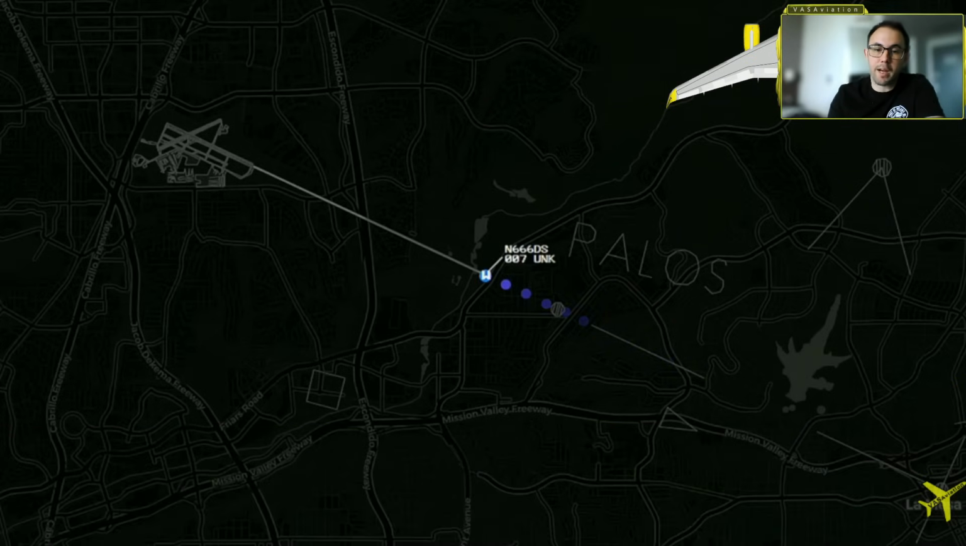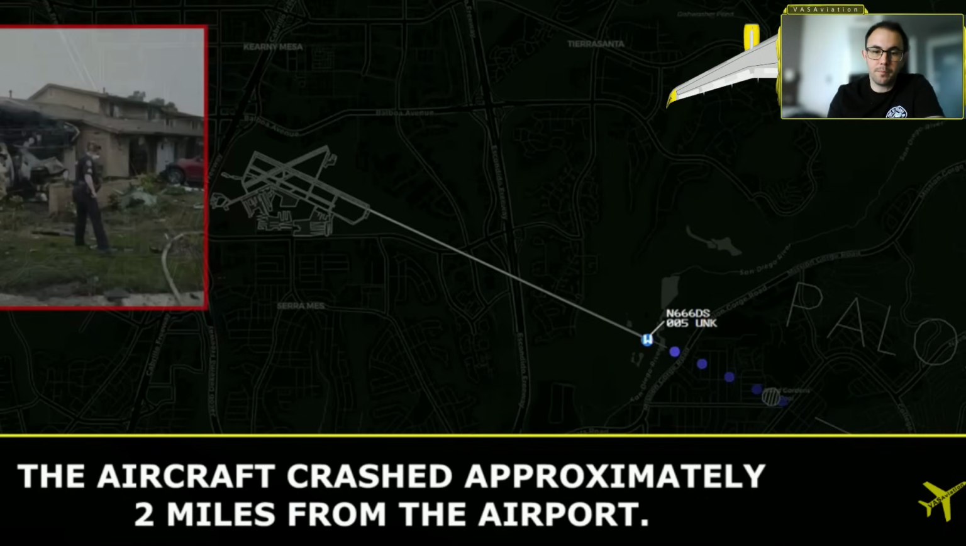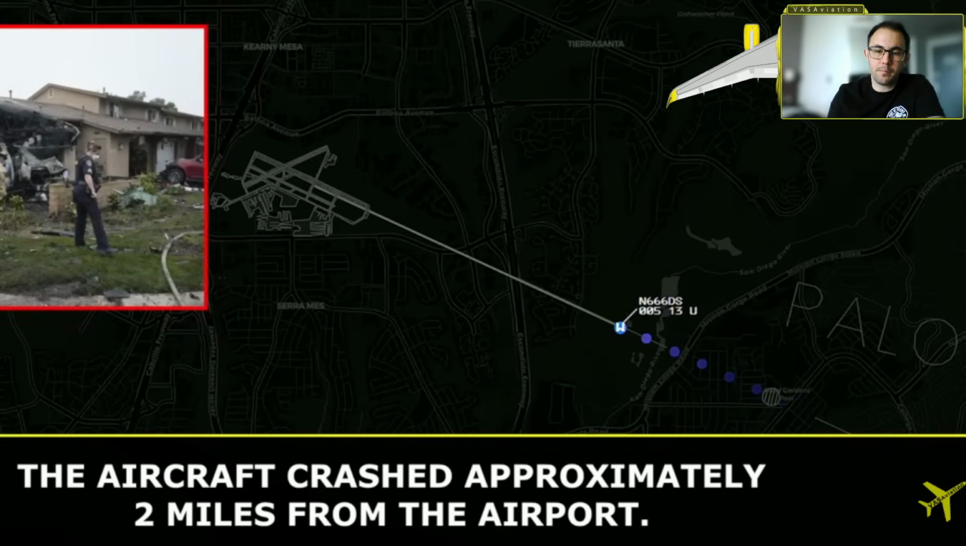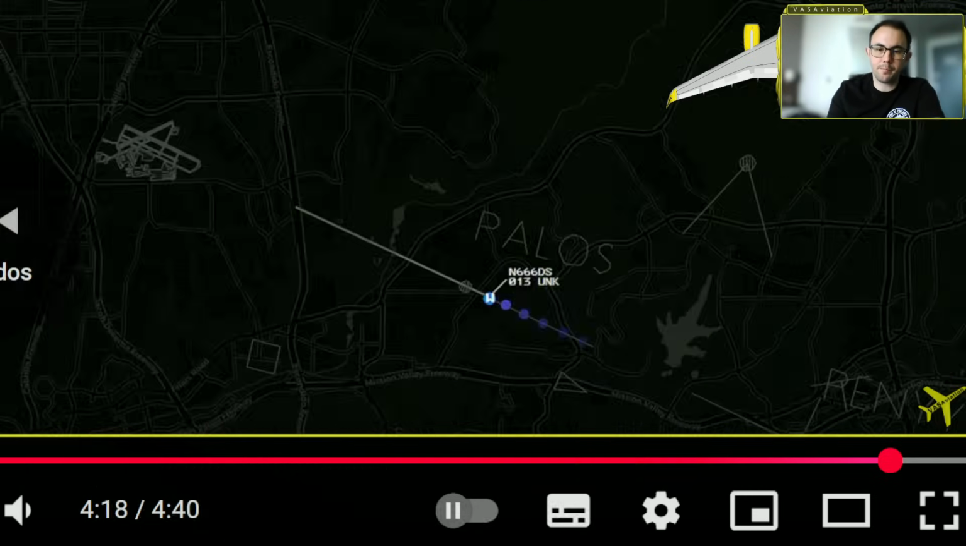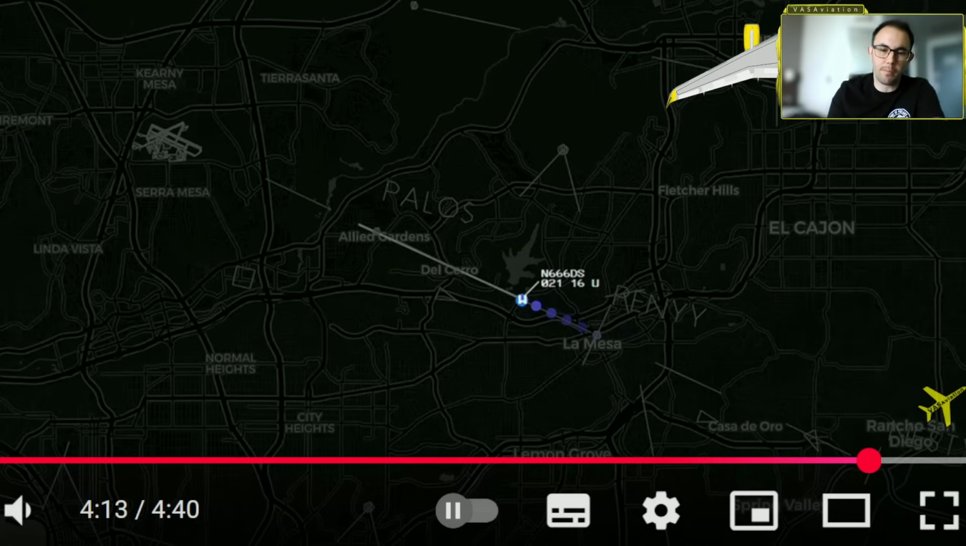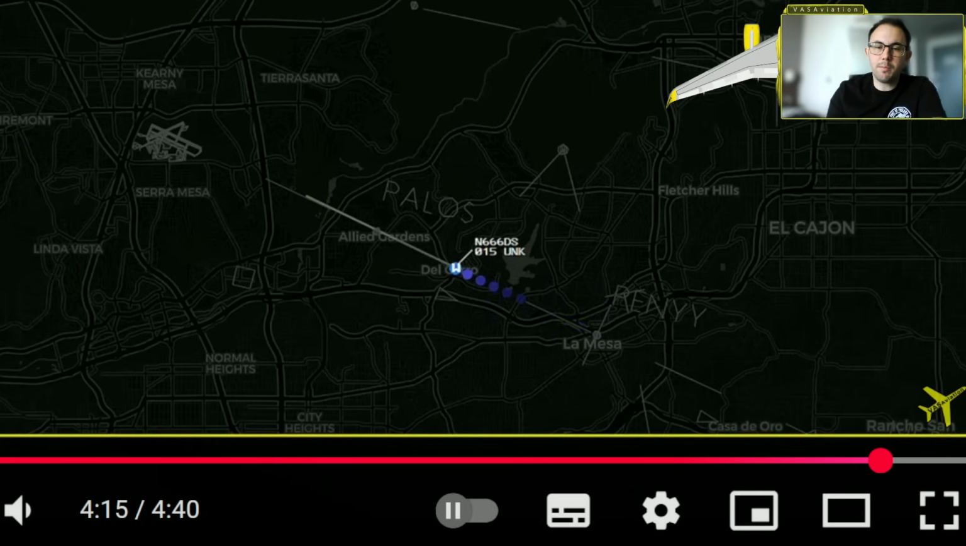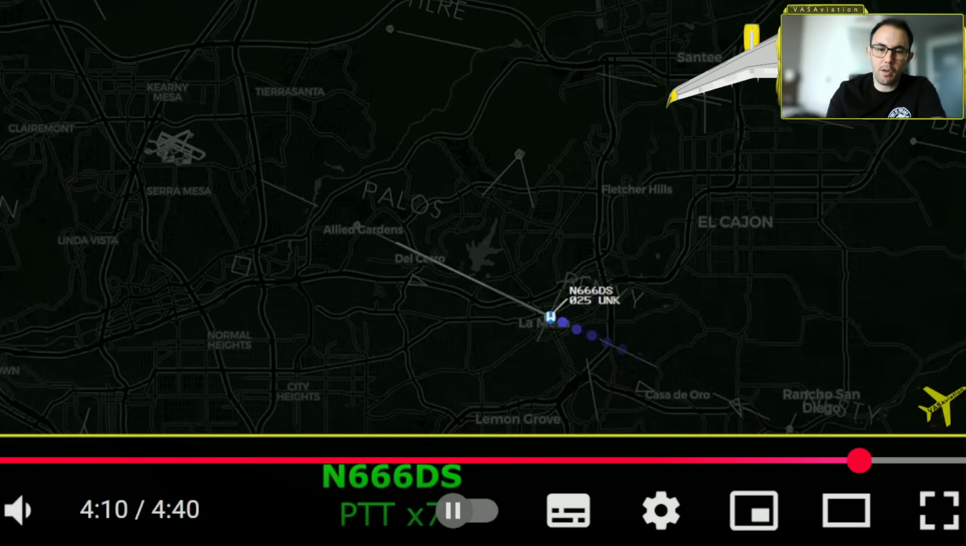A few miles past Palos, no further data, and the aircraft disappears off radar. Let's go back a few seconds again, because I want to talk about something. This blink right here, let me go again.